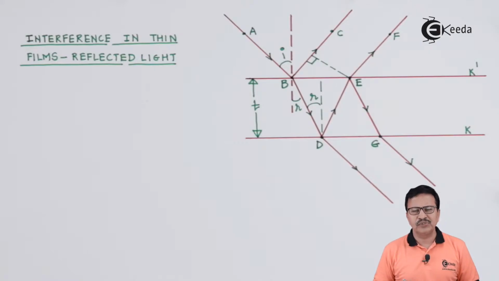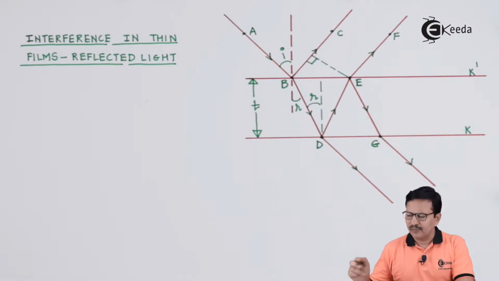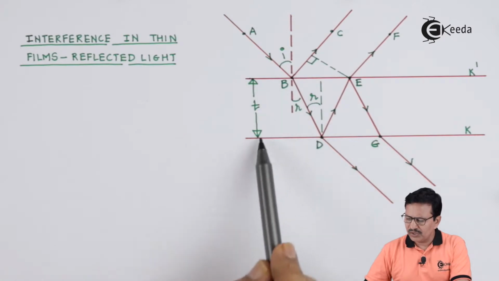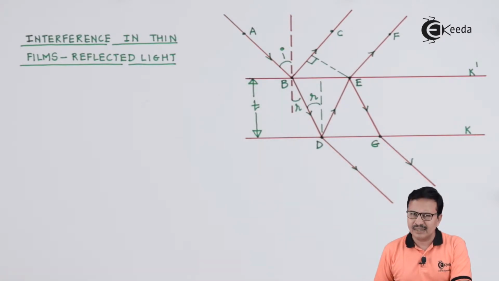So, in order to study the interference in thin film, first of all, let us study the ray diagram. Here is the ray diagram. So, this is the film of thickness t. You are having the incident light that is represented by the ray AB. At this particular point, there is going to be partial transmission and partial reflection.